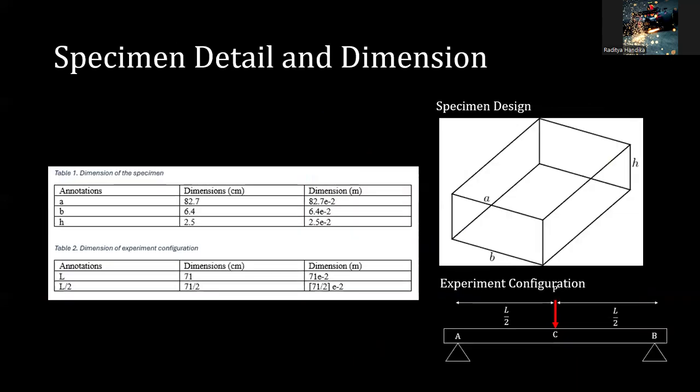So here are the details of the specimen and experimental setup in the three-point bending test as mentioned previously. The specimen is designed as a rectangular beam with the measurements displayed here. The experimental configuration includes the beam length from support to support as well as the distance from each support to the load application point on the beam.